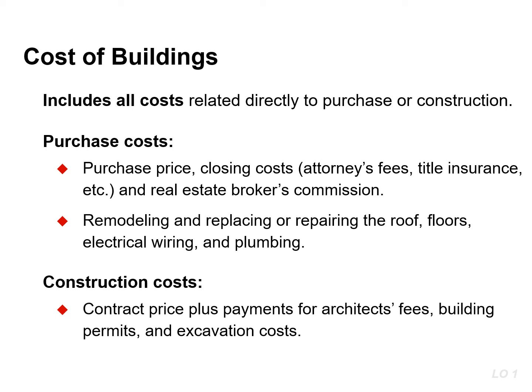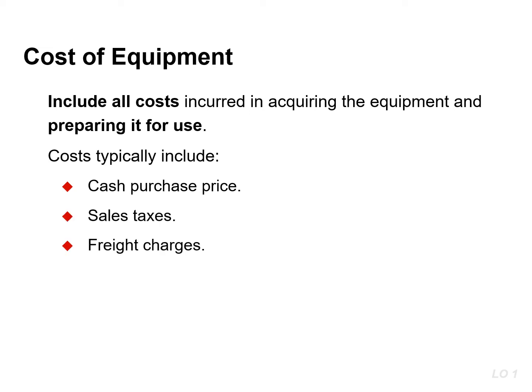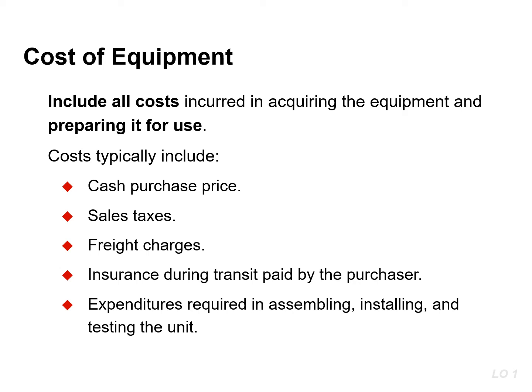Equipment includes assets used in operations such as store checkout counters, office furniture, factory machinery, and delivery trucks. The cost of equipment includes all costs incurred in acquiring the equipment and preparing it for its use. The cost of equipment consists of the cash purchase price, sales tax, freight charges, insurance during transit if it's paid by the purchaser, and it will also include expenditures that are required in assembling, installing, and/or testing the equipment.